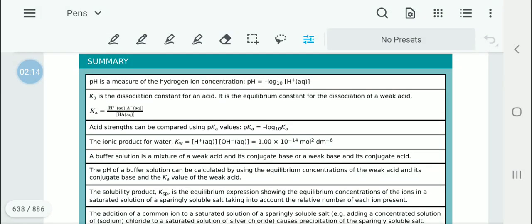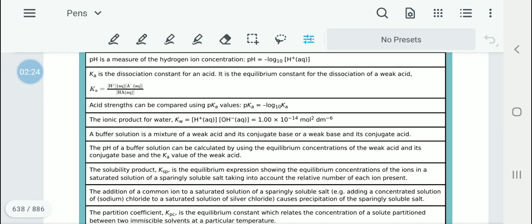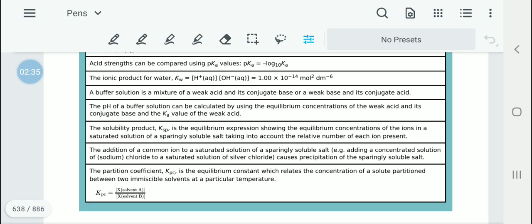This is the summary of what we have learned so far in this chapter. pH is the negative logarithm to the base 10 of the H+(aq) ion concentration. Then Ka, the acid dissociation constant, is [H+(aq)][A-] divided by [HA]. Then we compare acid strengths using pKa values, which is the negative logarithm to the base 10 of the Ka values. Then the ionic product is 1 × 10^-14 mol^2 dm^-6, which is the multiplication of the H+ and OH- ion concentrations.